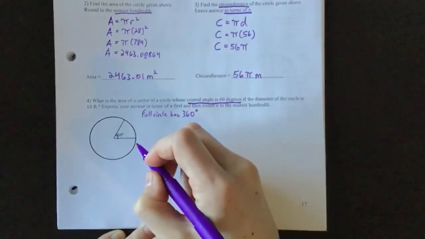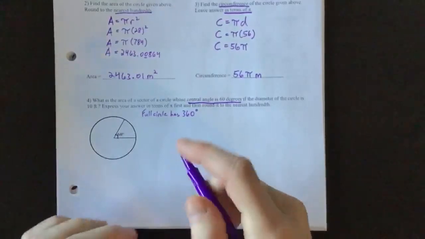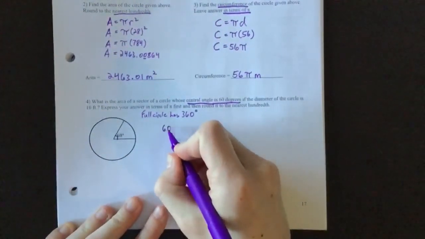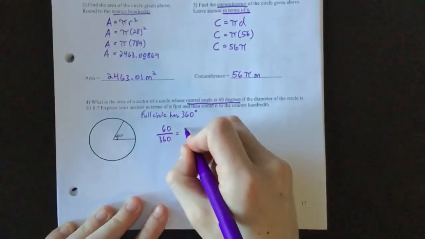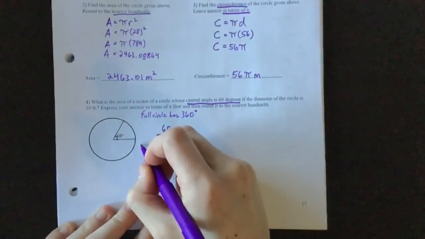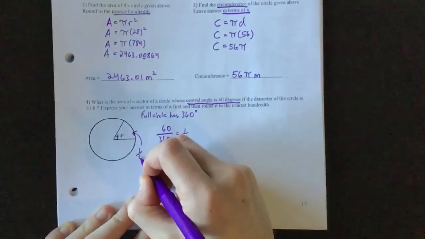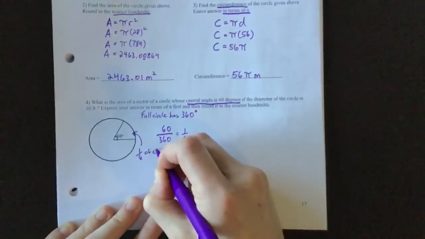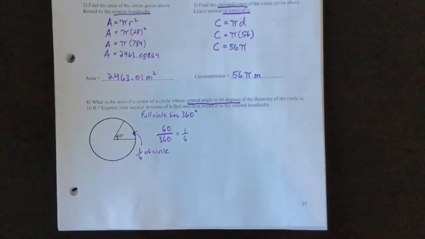We're just focused on this sector of a circle, and it has 60 out of the full 360 degrees. So if we take that fraction and reduce it, we're going to find that that's 1/6. So this sector of the circle is really just 1/6 of our full circle. And we're going to have to use that when we go to find the area.